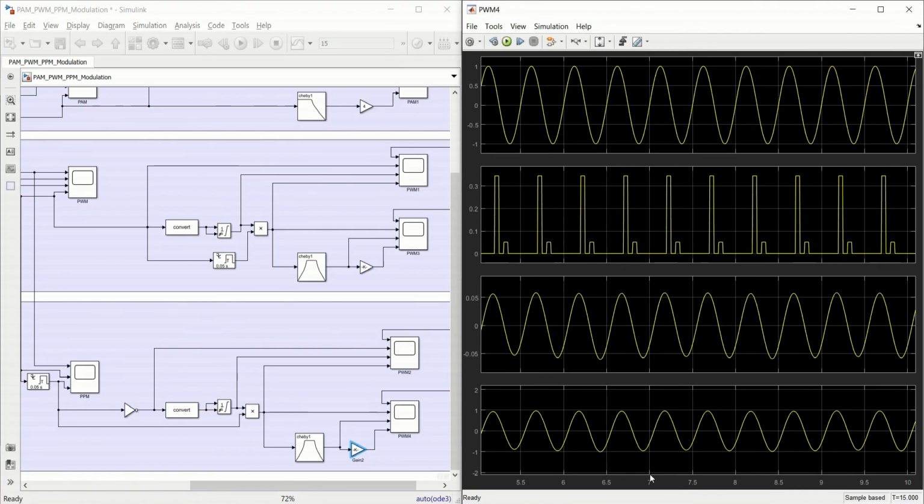So again, you would observe that at the 7th second we have a slight delay as compared to the message signal, and that delay is from this filter. However, this delay is consistent throughout, so basically this comes under the criteria of distortionless transmission. So this was all about the pulse position modulation.